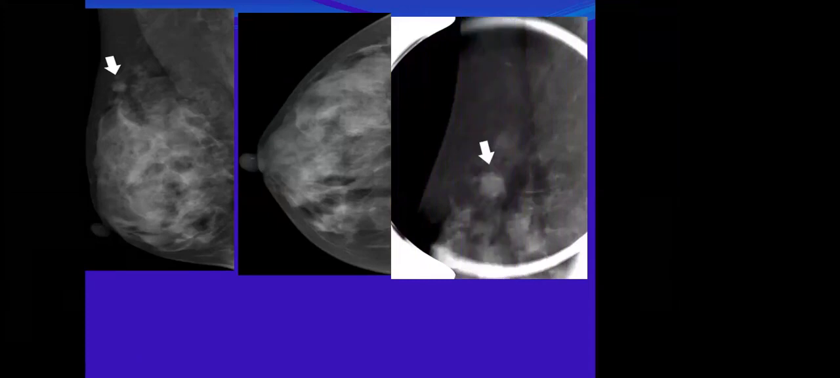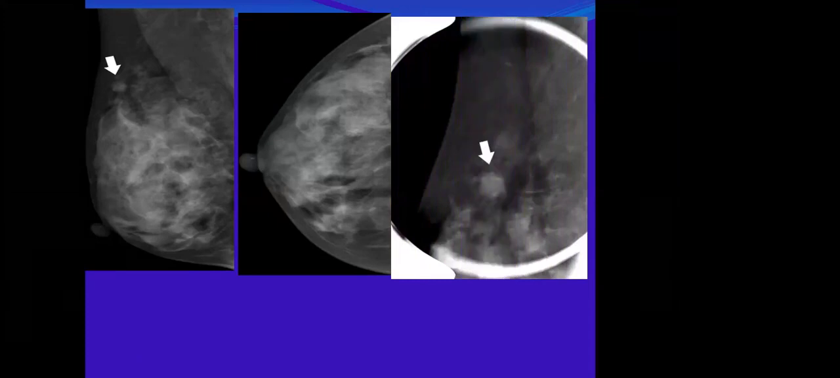And if you look here, this looks like a mass. It has a convex border. It has the conspicuity of a mass. However, I could not appreciate it in the other CC view. So I have to report it as asymmetry until I could appreciate it. We could confirm full criteria for the mass, which include visualization in two orthogonal views.